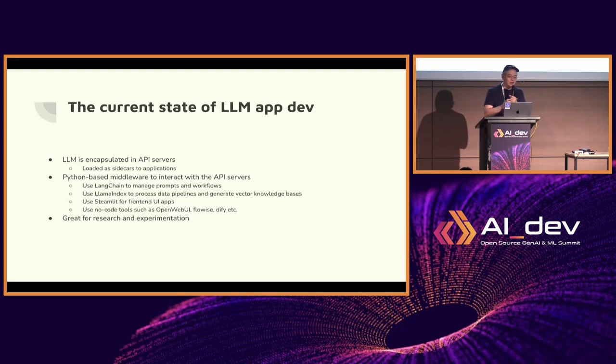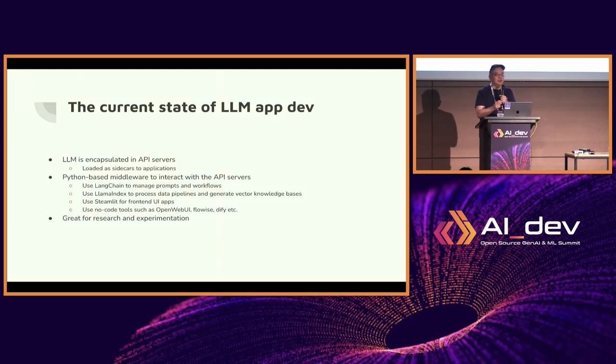The API server conforms to some standard API, like the OpenAI API spec, right? There are a bunch of specs out there, but the OpenAI spec may be the most popular. So you have a large language model runtime that encapsulates the large language model, and it offers services as APIs to the rest of the applications.